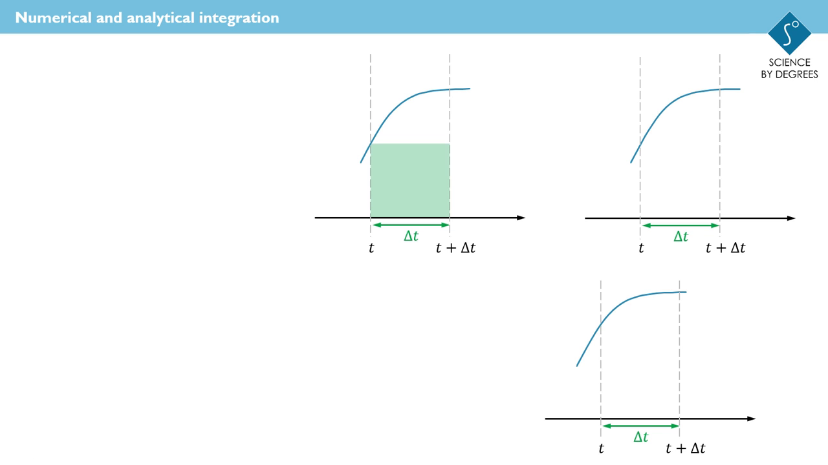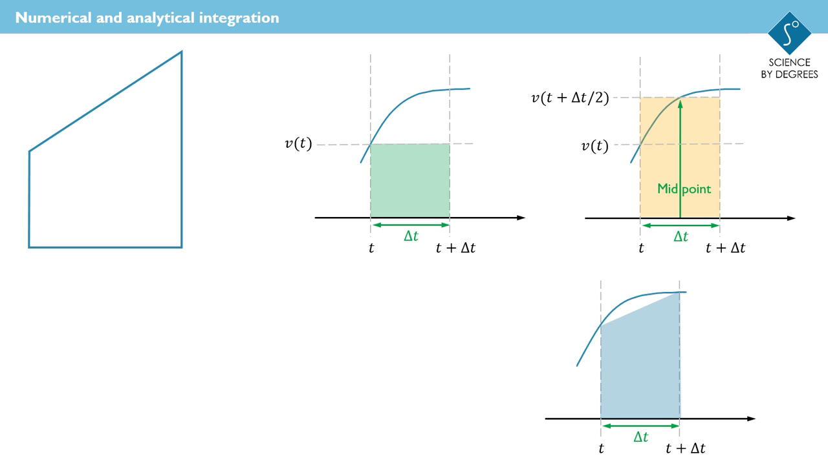For the green areas, we look at the value of velocity at time t, and for the yellow areas, we look at the value of velocity at the midpoint of the time interval. Now the time interval is delta t, so half the time interval is a half of delta t, and therefore we're looking for the velocity at time t plus delta t over 2. For trapezia, we're also looking for the velocity at the midpoint of the time interval, but because of the shape of a trapezium, we can write that another way.